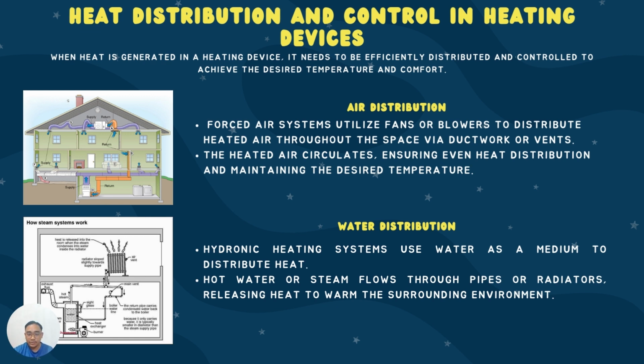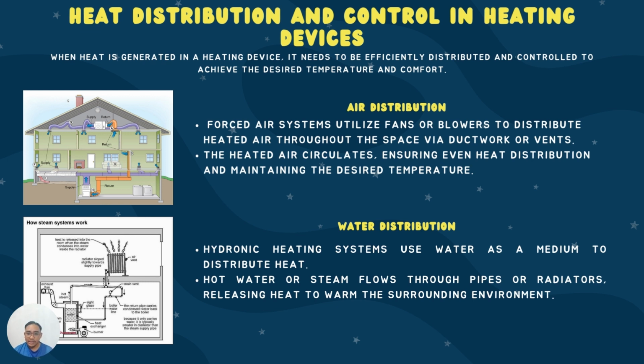First is air distribution. For air distribution, forced air systems utilize fans or blowers to distribute heated air throughout the space via ductwork or vents. The heating device generates warm air which is then propelled by the fan or blower into the ductwork. So what is the function of the ductwork?